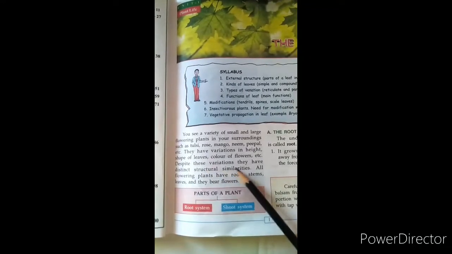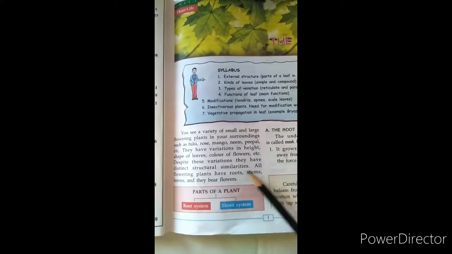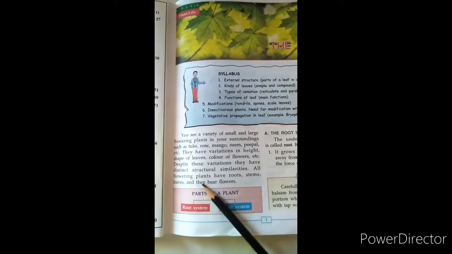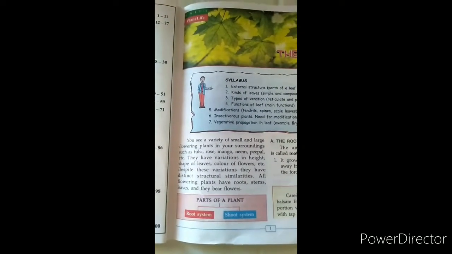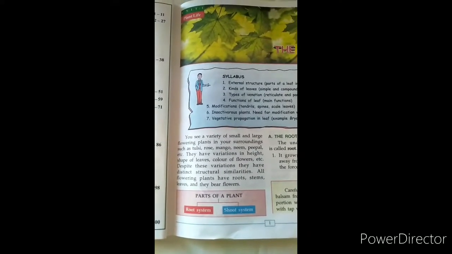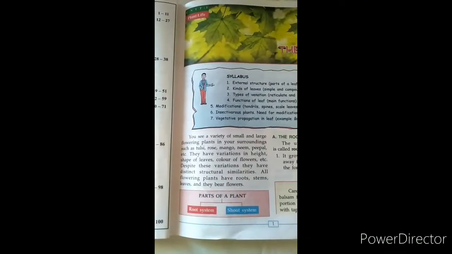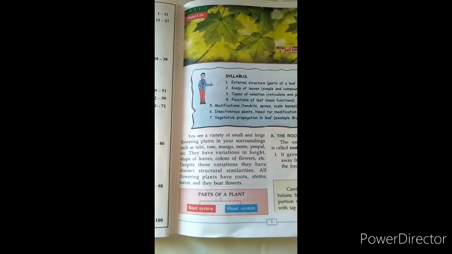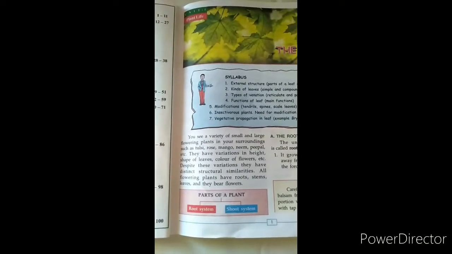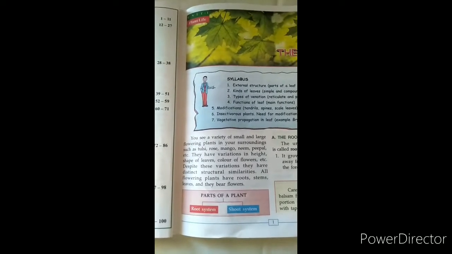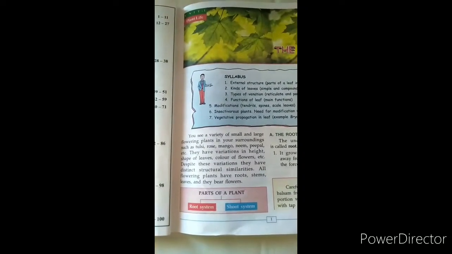Despite these variations, they have distinct structural similarities. All flowering plants have roots, stems, leaves, and they bear flowers. So, even though we may see so many differences in the plants, we may still find that the overall structure has similarities. For example, we may be able to find roots in many plants. We may be able to find stem in many plants. We may also be able to find leaves in many plants and also flowers in many plants.